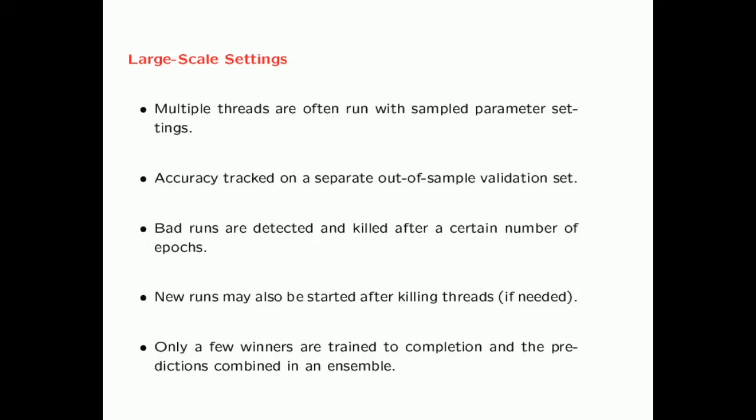When you have large scale settings and assuming that multiple runs can fit over a single platform, one trick that is used is that you typically run multiple threads with sampled parameter settings. The accuracy is tracked on a separate out-of-sample validation set. Bad runs are detected and killed after a certain number of epochs, and then new runs may be started after killing the threads if needed. In most cases, a few winners are trained to completion and the predictions are typically combined in an ensemble. This type of approach can be useful in at least some settings.